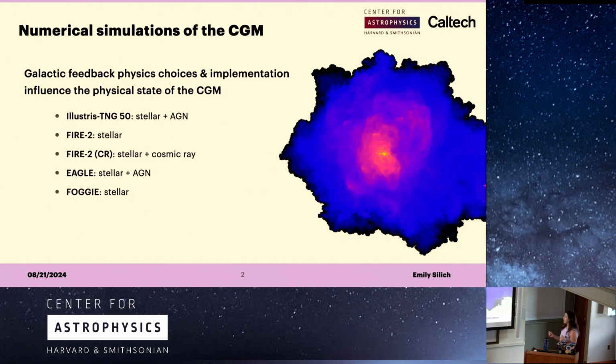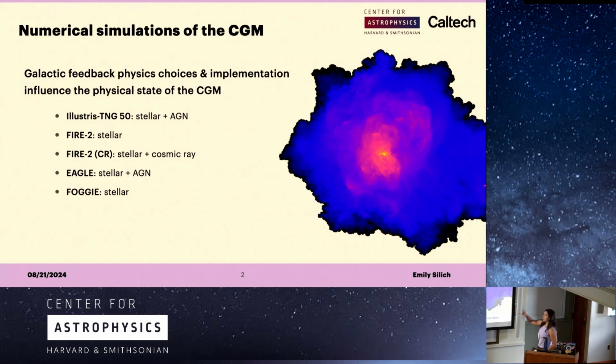So as many of us are aware, the morphology and the kinematics of the CGM, when predicted by numerical simulations, is hugely dependent on your choices for galactic feedback physics and also your implementation. So in order to understand this, we've selected a sample of about 20 galaxies, which are all roughly Milky Way mass at z of 0, from 5 different suites of simulations. And all of these simulations incorporate very different feedback processes in them.